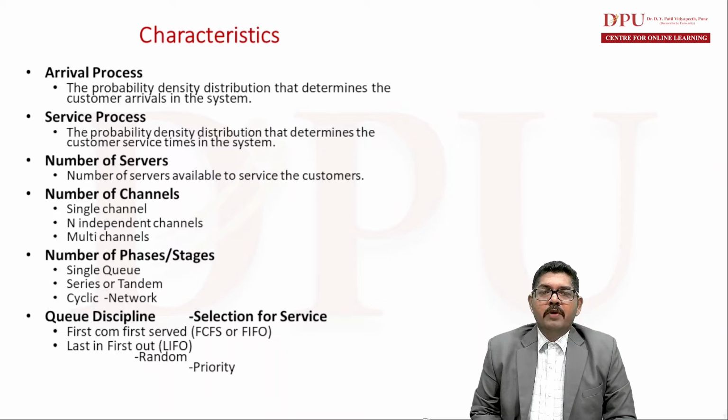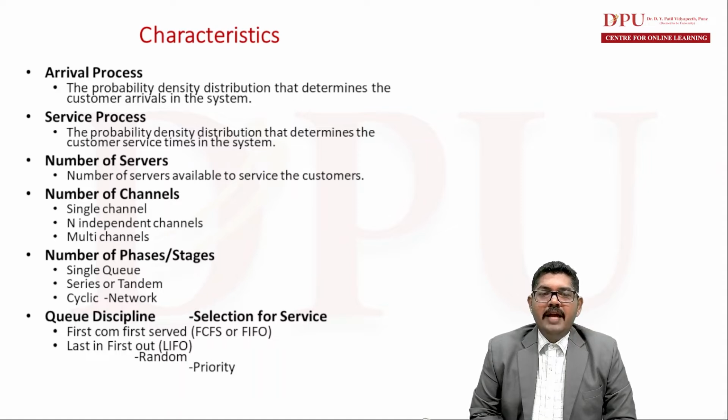Number of servers: the number of servers available to serve the customers. Number of channels: there can be a single channel model, there can be independent channels, there can be multi channels. Then number of phases and stages in the queue. There can be a single queue or multiple queues, right? The arrival rate is lambda, so the total arrival rate will be the addition of the arrival rates of both queues. Then series or tandem: there can be servers who will be serving these queues in tandem.